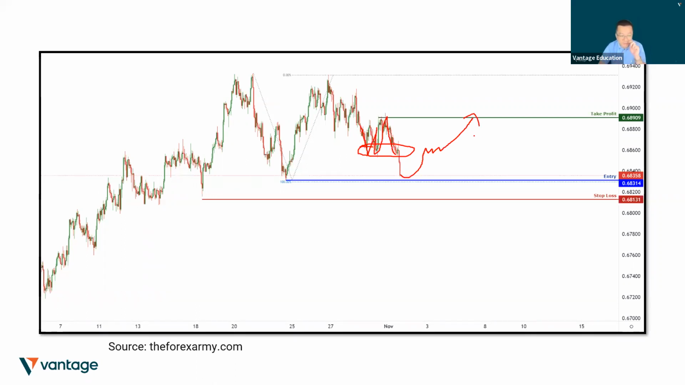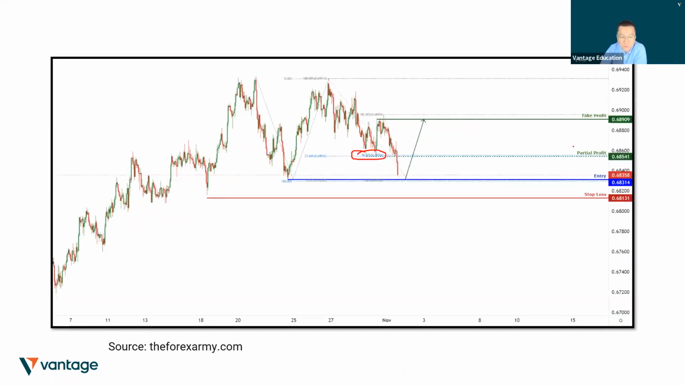Okay, so when there's a hesitation level, what you would also want to consider is that if price is going to bounce around that level, you could consider it as a partial profit level. It's a place where you might want to close part of the trade and secure some profits, because you never know whether it's going to bounce around at that level before shooting up or before turning back down again. So it's quite important to have that partial profit level identified. I call it a hesitation level.